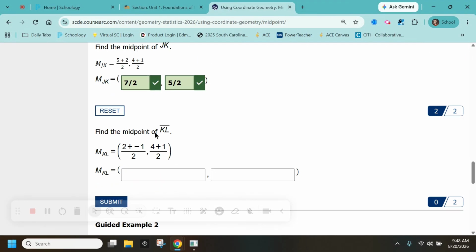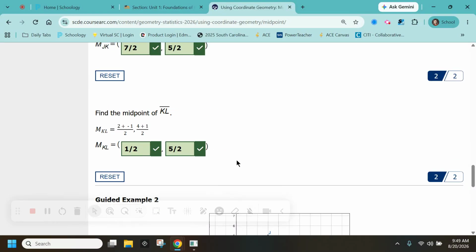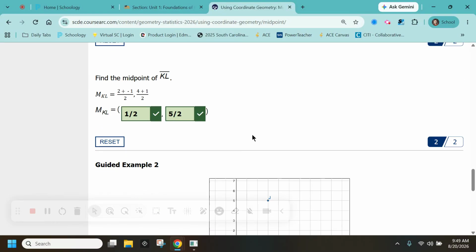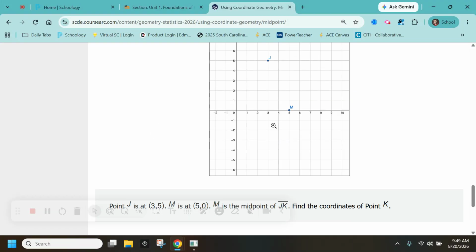And then find the midpoint of side KL. 2 plus negative 1 is a 1. 4 plus 1 is 5. And so our fractions are 1 over 2 and 5 over 2. And then the last guided example using midpoint is they gave us point J is at 3, 5. M is the midpoint of segment JK. So we're missing our other endpoint somewhere over here. And we're going to use slope, or midpoint, to find it.